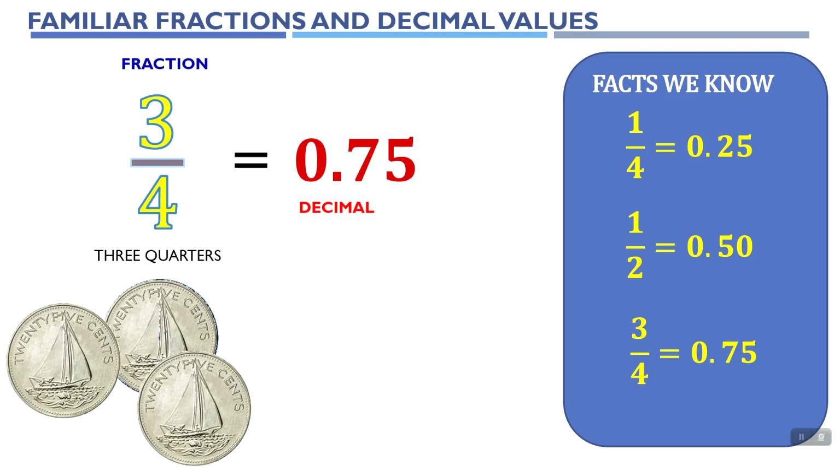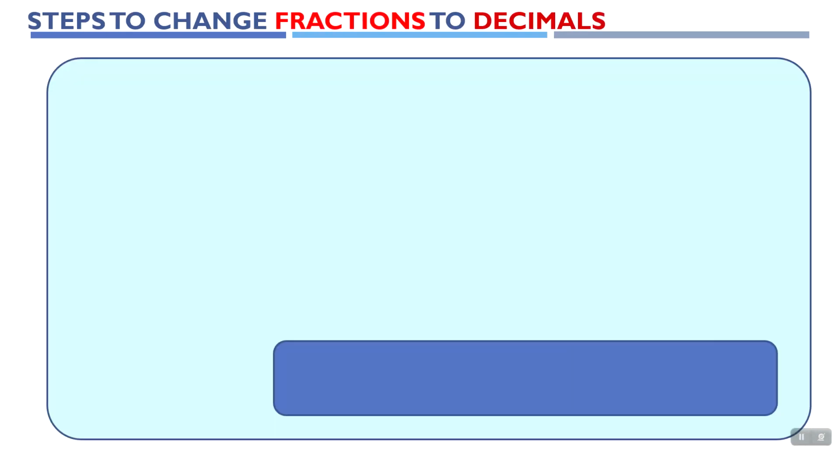It helps when you think of money to remember what the decimal equivalent is of the fraction. 1 over 4 is equal to 0.25. 1 over 2 is equal to 0.50. 3 over 4 is equal to 0.75. Now let's look at the steps involved to change fractions to decimals so that we don't have to keep referring to money. 1 over 4. We know that this is 1/4 and we already saw that this is equal to 0.25.